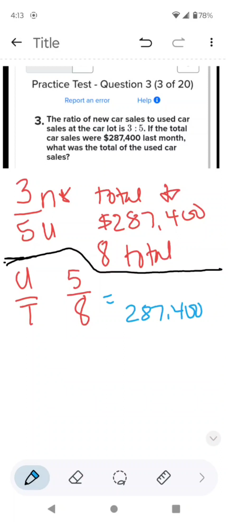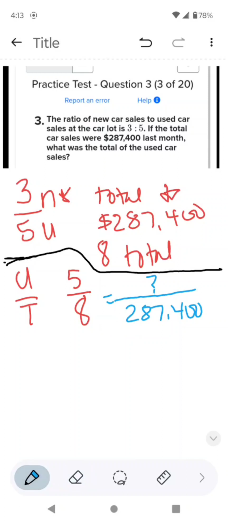$287,400. I need to determine how much of that was for used cars. To do this proportion, either you're going to determine, okay, what did I multiply to get here? And then I'm going to use that same multiplier here. So you can divide 287,400 by 8 to find out what your multiplier is.